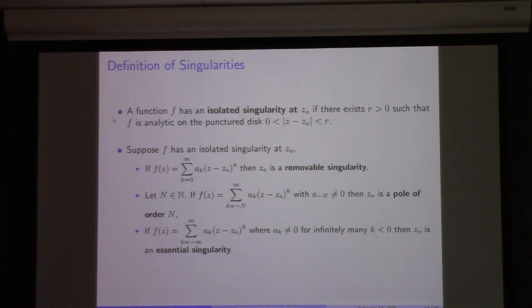So a function has an isolated singularity at z0 if there exists an R such that it's analytic on a punctured disk. Basically, it has to have a well-defined power series. Anyway, it has to be.